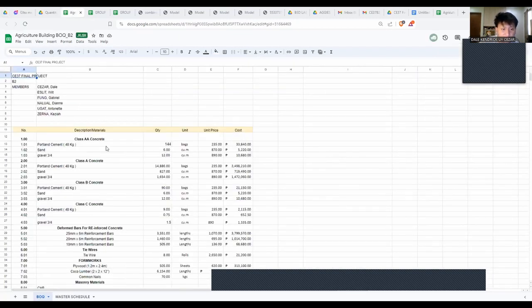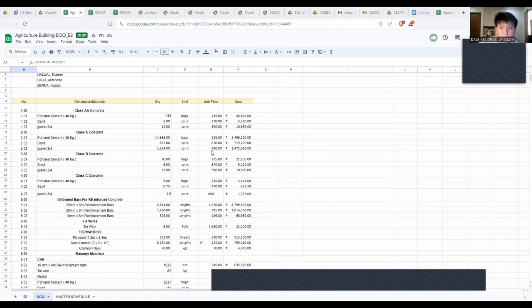So here we can see the quantity, which I put in, and then I multiply it by the unit price to get the total cost. The basis of my costing is from the hardware stores, based in El Salvador and Cagayan currently.